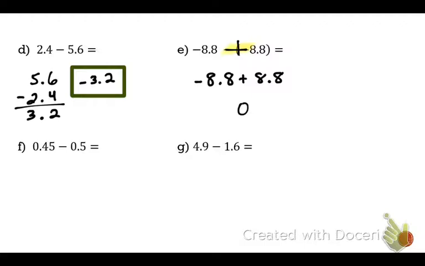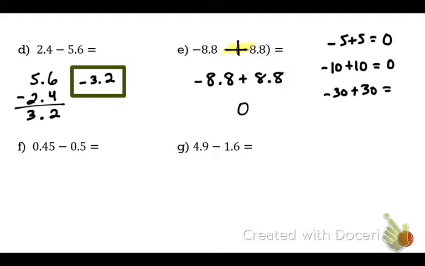Do you guys remember if I have negative 5 plus 5, what does that equal? 0. If I have negative 10 plus 10, what does that equal? If I have negative 30 plus 30, what does it equal? Remember the rule, a number and its opposite always equals 0. So here I had negative 8.8 plus positive 8.8. The answer is 0.